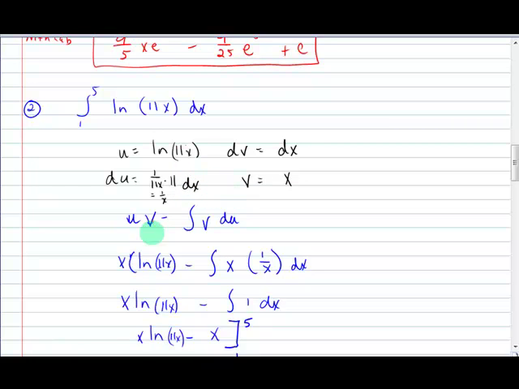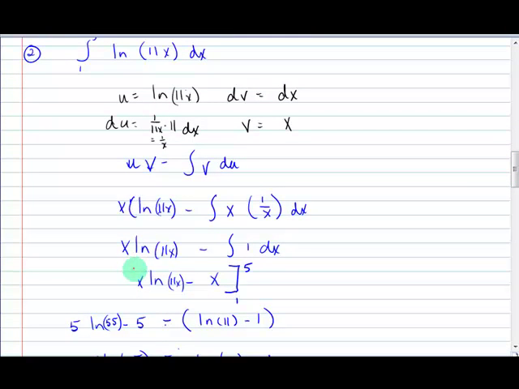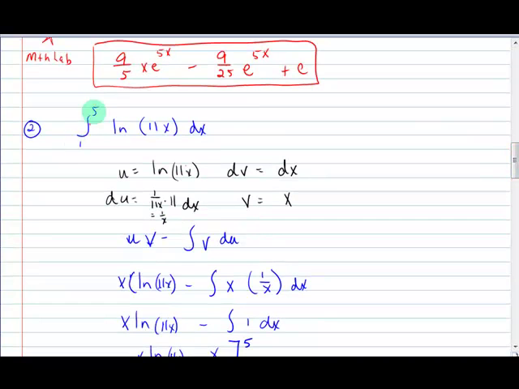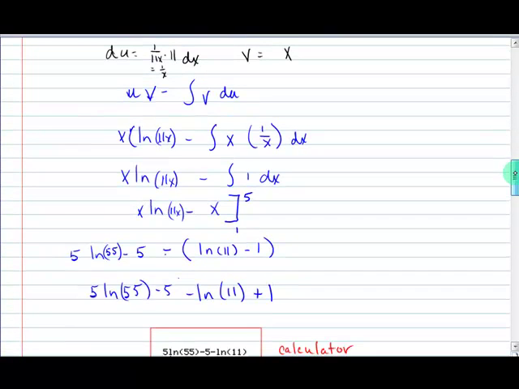All right, so if you plug those pieces in, you end up with x ln 11x minus the integral of 1, which is x, evaluated from 1 to 5. All of this is from 1 to 5. Okay, so there, that was telling that. So then what does that mean? It means you're going to plug in 5 for x here.